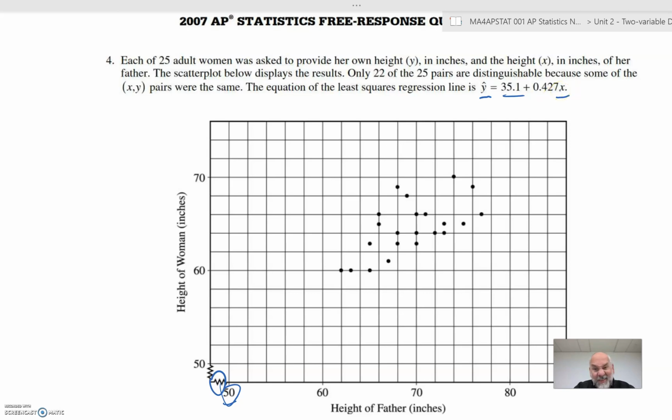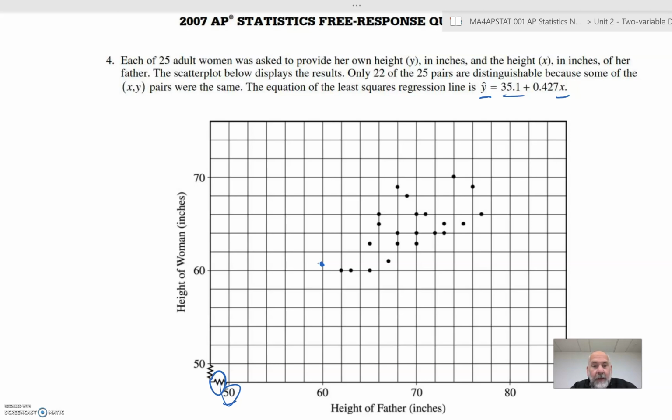I'm going to plug in 60 into the regression equation. 35.1 plus 0.427 times 60. And I get 60.72. So when the height of the father is 60, we predict the height of the woman to be 60.72. Let's see, these are by twos, so it's about there, a little less than 61. And that's a short father. No offense to any 60-inch fathers.